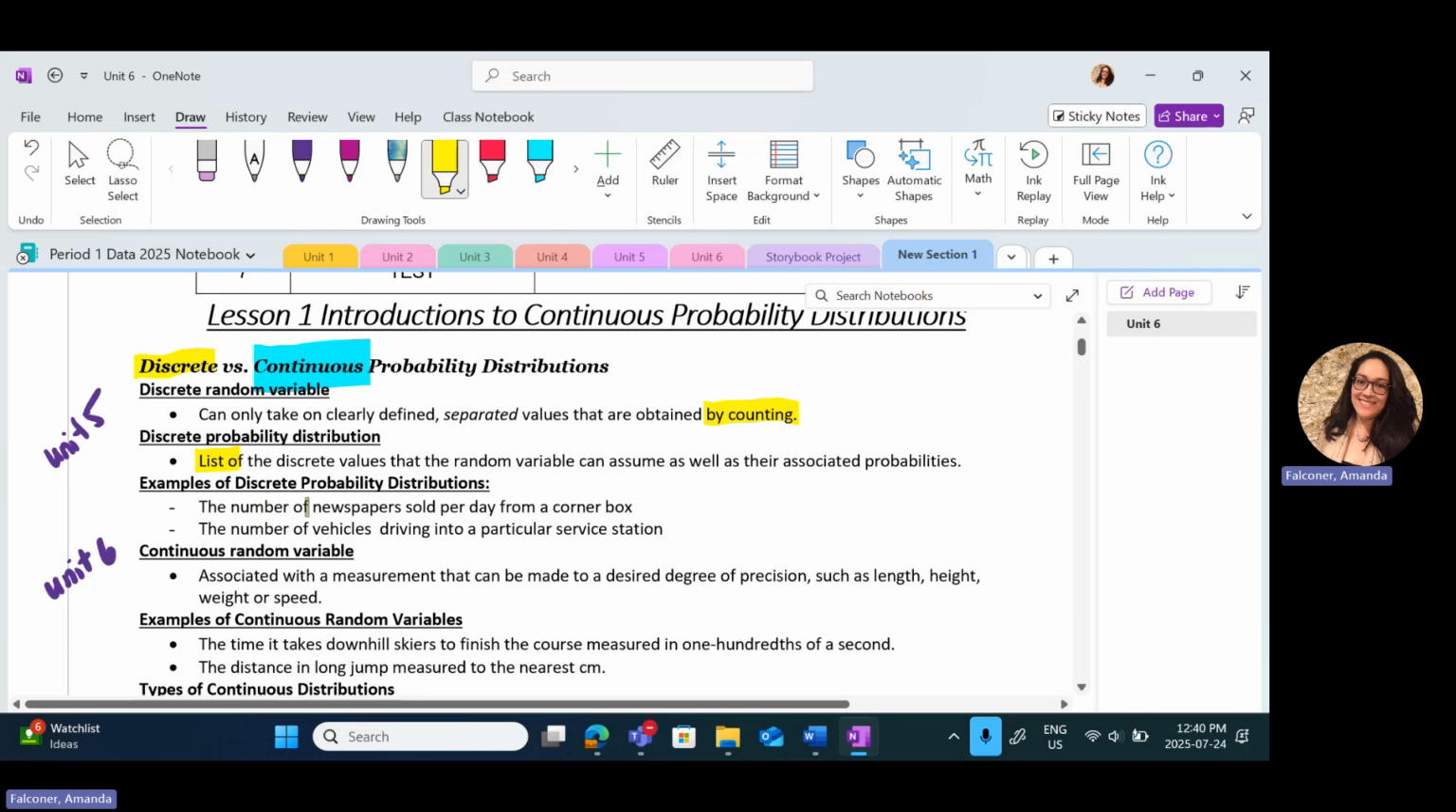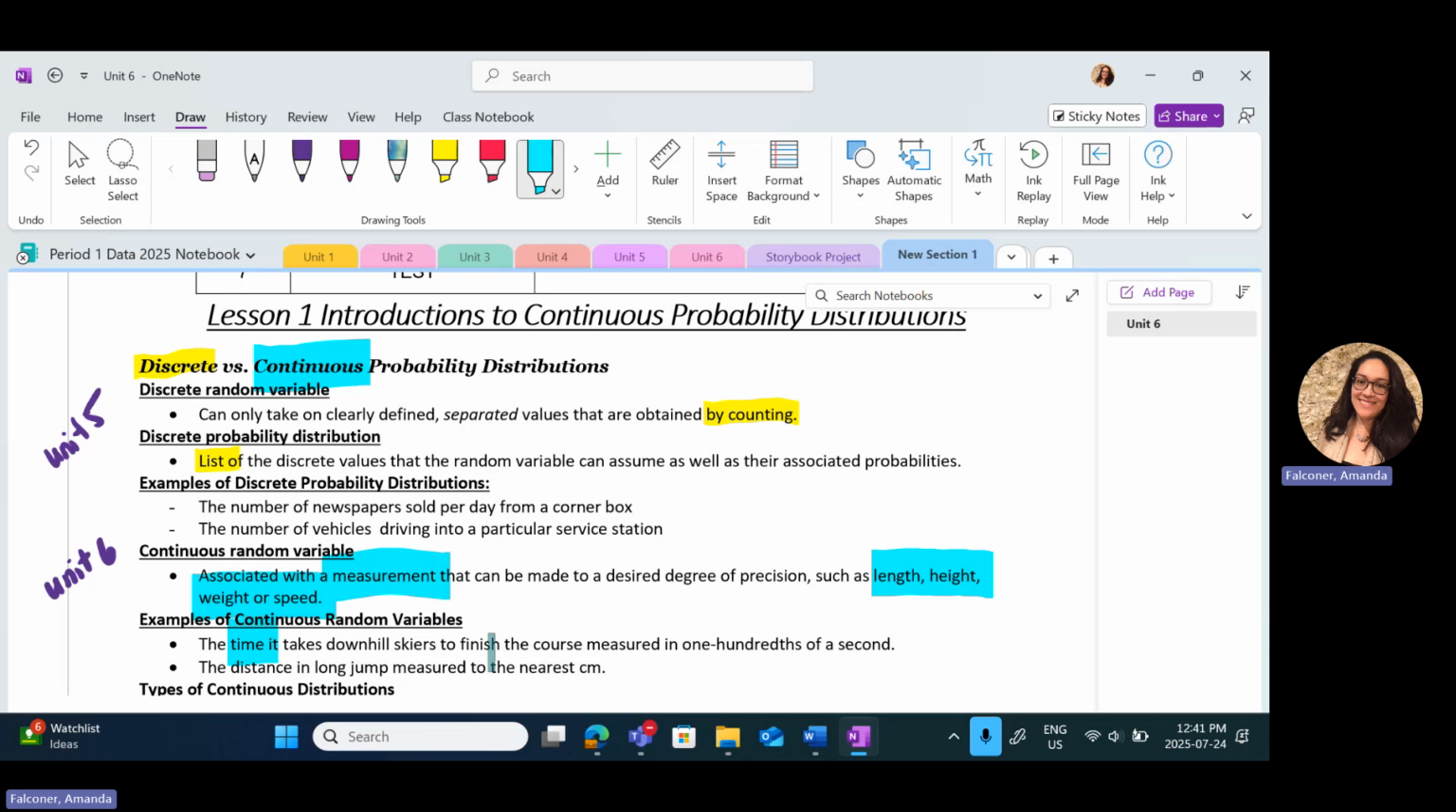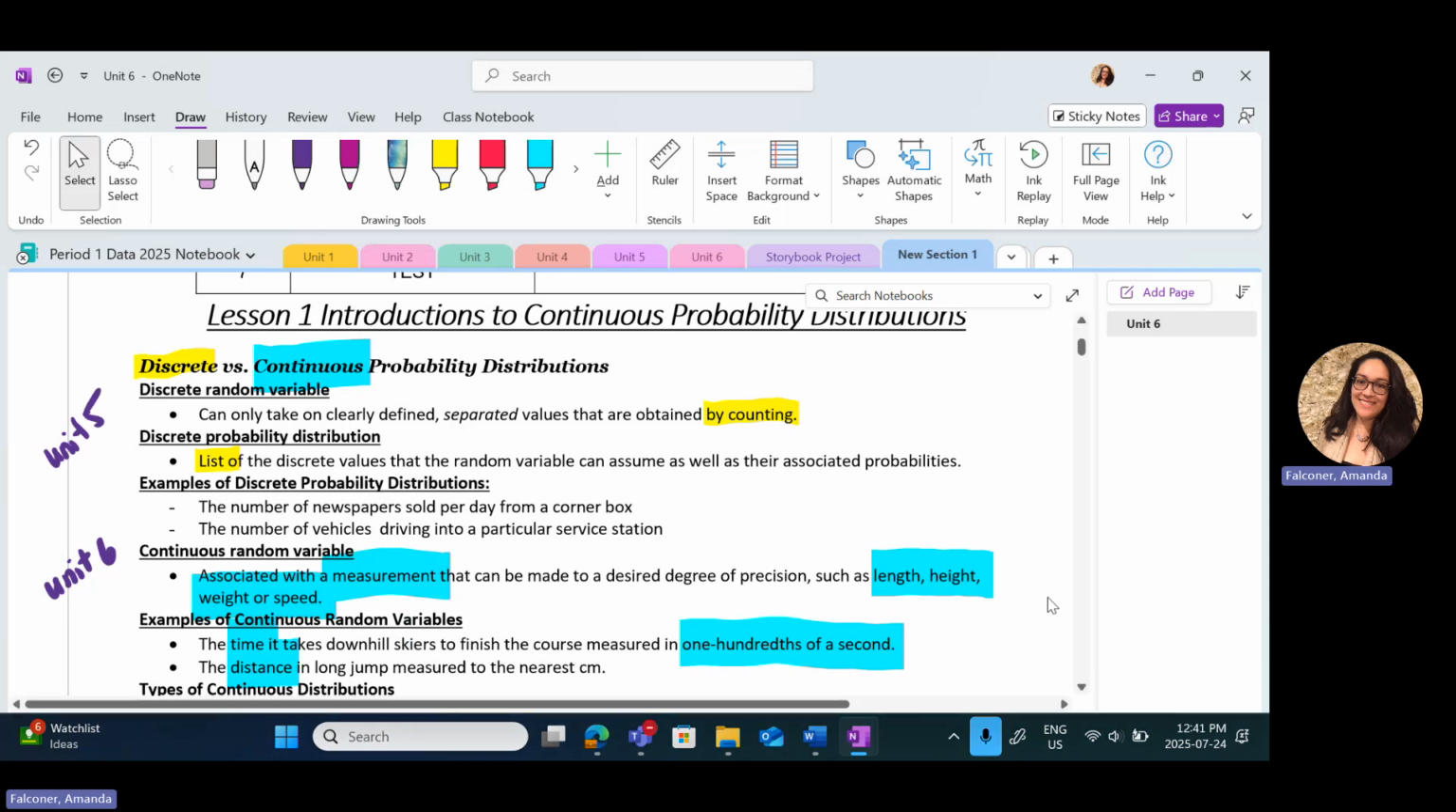Examples of discrete are number of newspapers sold per day from a corner box and the number of vehicles driving into a particular service station. Only whole numbers make sense for those. Now for continuous, our next unit, unit 6, they're associated with measurements that can be made to a desired degree of precision, such as length, height, weight, or speed. Examples of it could be time it takes for downhill skiers to finish the course measured in 1/100th of a second, or the distance in long jump measured to the nearest centimeter.